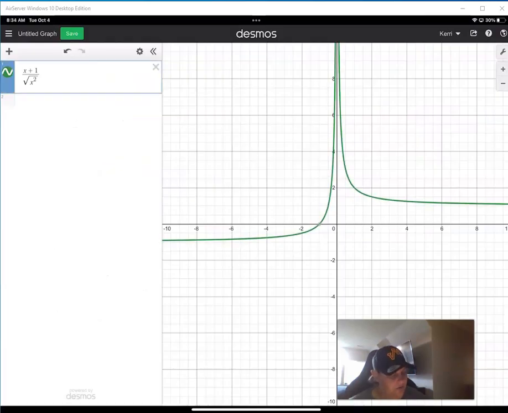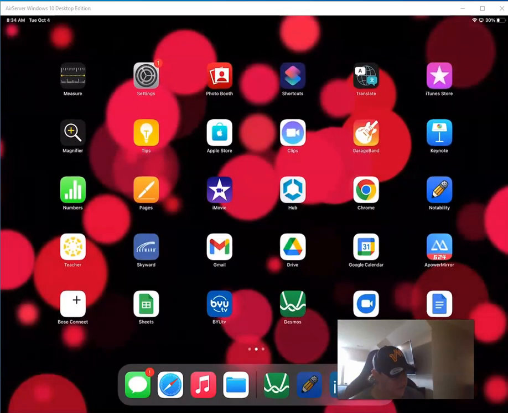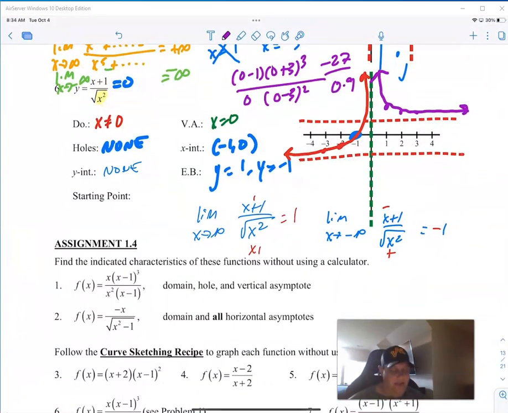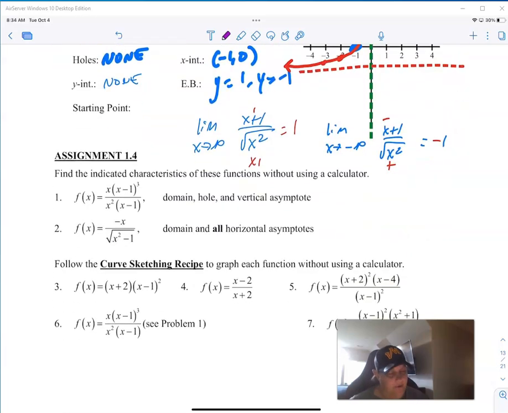Let's go. Look at me. That's approaching -1. That's approaching +1. That's exactly what I got. Let's go. All right, perfect.